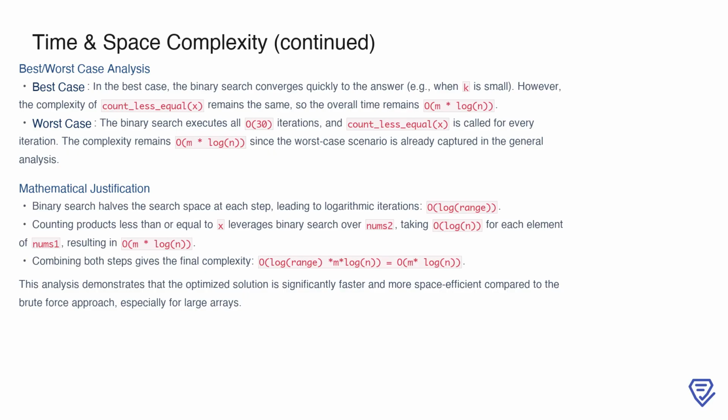To justify this mathematically, binary search reduces the search space by half during each iteration, leading to log range iterations. Within each iteration, the count_less_equal x function performs binary search over nums2 for each element of nums1, resulting in m*log n. Combining these two steps gives the final complexity of log range times m*log n, which simplifies to m*log n. This analysis highlights the efficiency and scalability of the optimized approach, especially when compared to the brute force method, making it the preferred solution for large datasets.